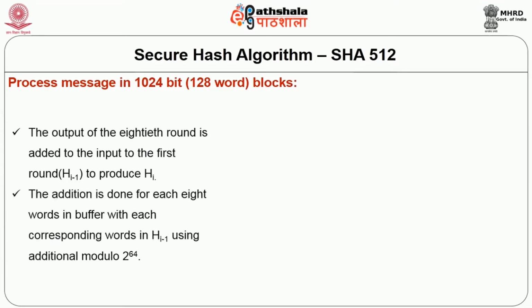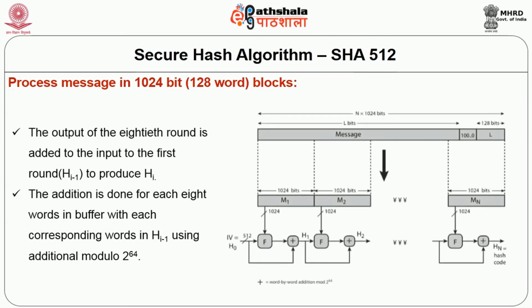Now the next is the output of the 80th round. That means the output of the last round is added to the input to the first round. You can check the figure that the first round input, that is H(i-1), is added to the output of the 80th round, and whatever is produced is our final hash value. The addition is done for each of the 8 words in the buffer with each corresponding word in H(i-1), and they also use the modulo operation, that is modulo 2 raised to 64.